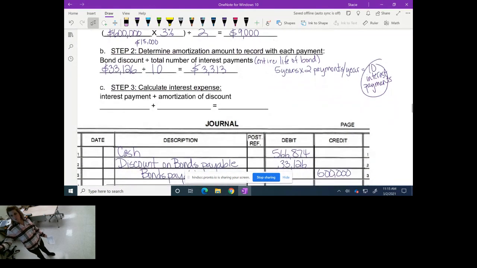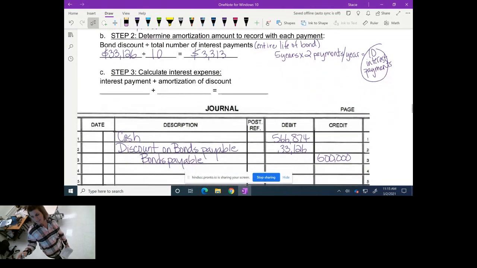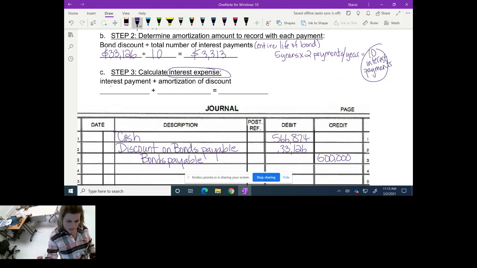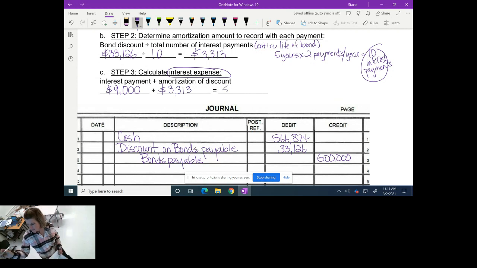All right, so now what we're going to do, we know the amount of our interest payment. We know the amount of our amortization. So we're going to combine the two and figure out what our expense amount is. So this is for your journal entry. Our interest payment is $9,000, and our amortization is $3,313. So our interest expense every time we pay interest is $12,313.